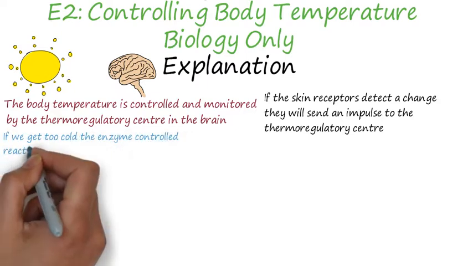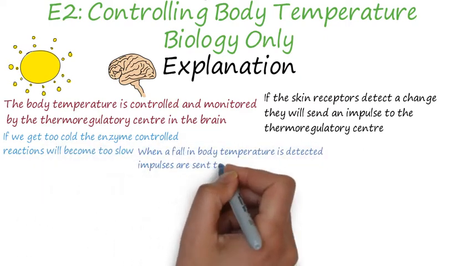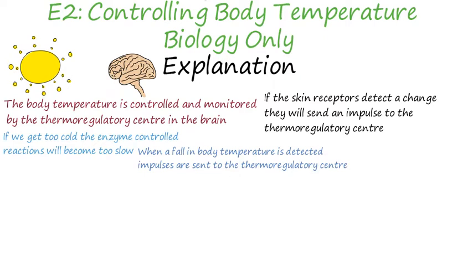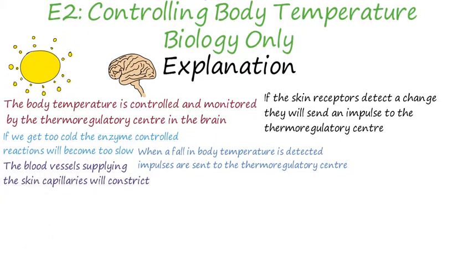Let's take a look at what happens when we get cold. If we get too cold, the enzyme-controlled reactions will become too slow. So, when a fall in body temperature is detected, impulses are sent to the thermoregulatory centre and methods are taken to prevent you from cooling down and losing heat to the environment. These are the things that happen.